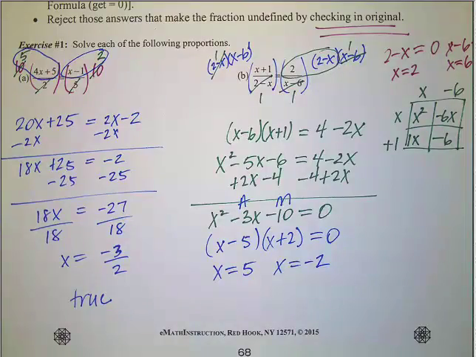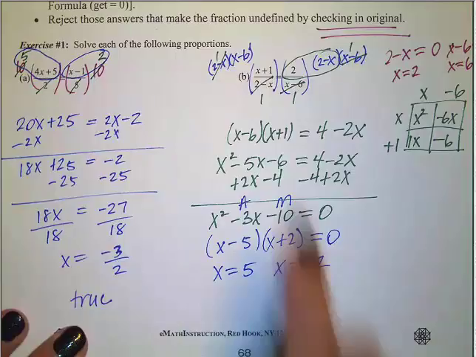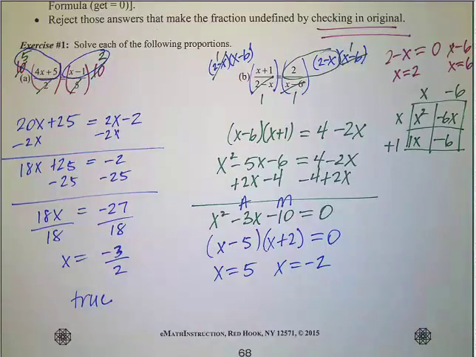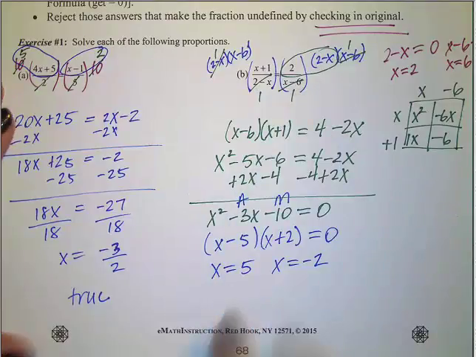How do I know that? Because I'm going to pause the video, store 5, check it, store negative 2, check it. I could also graph. I could graph the left side, graph the right side, see where they intersect, and find my x values. Up to you, but pause the video to check.